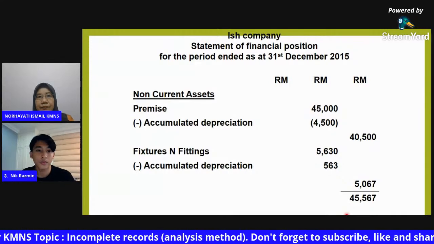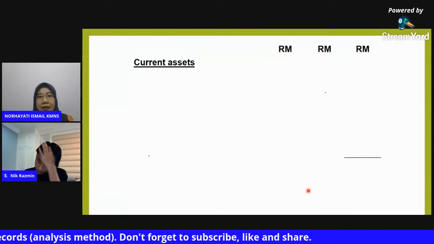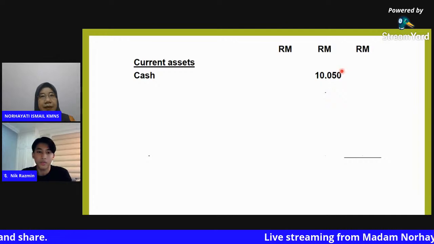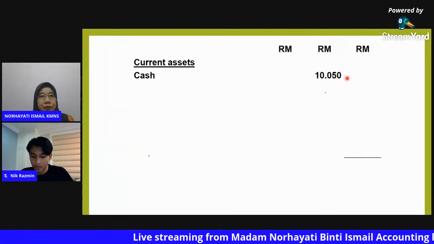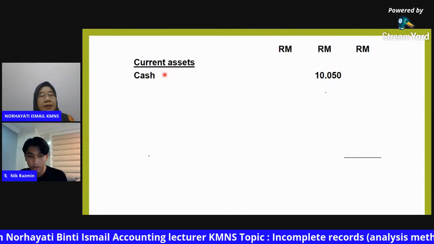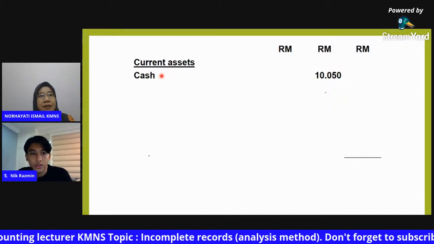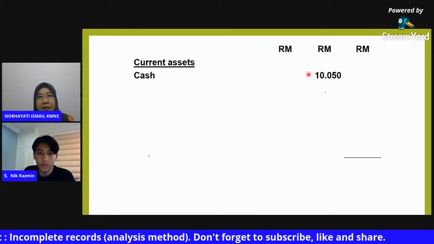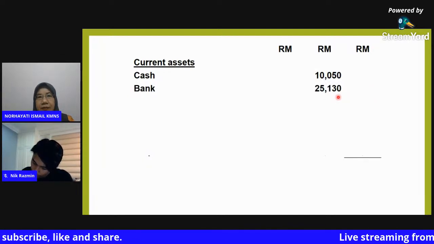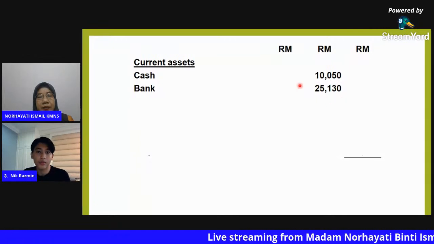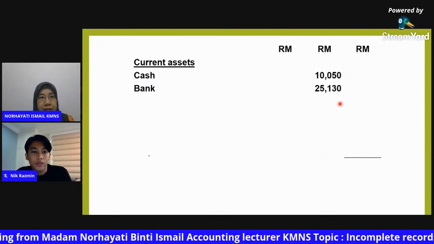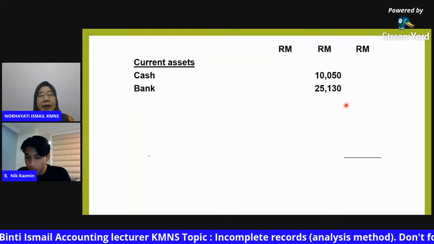Okay, the next one, we must prepare the current asset. So the first one, cash, where do you get this amount? So you can get this amount from cash book. Kalau not given in the cash book, kita kena kira. The formula is beginning plus receipt less payment, then you got this amount. Bank 25,130. So sama juga, kalau not given in the question, you have to calculate the beginning plus receipt less payment using T-account.